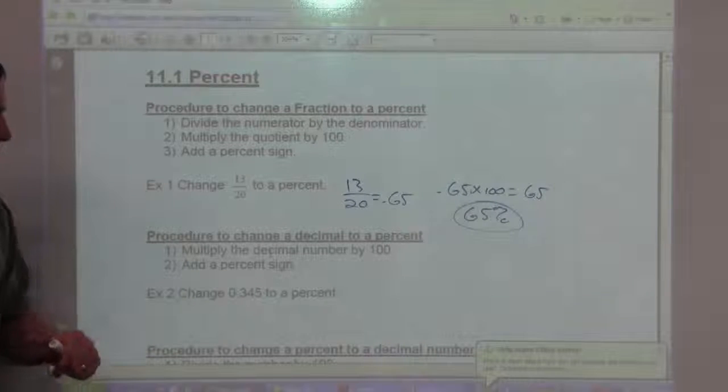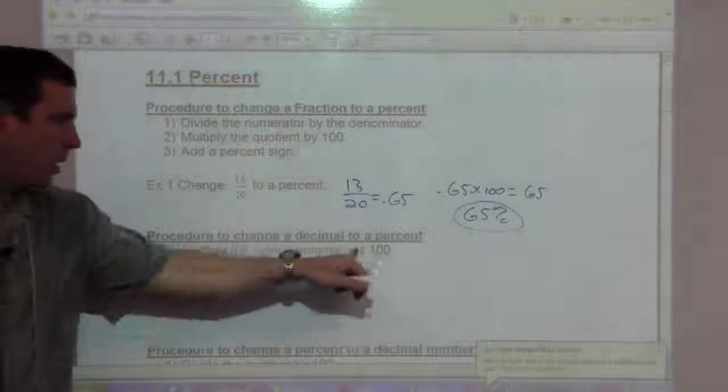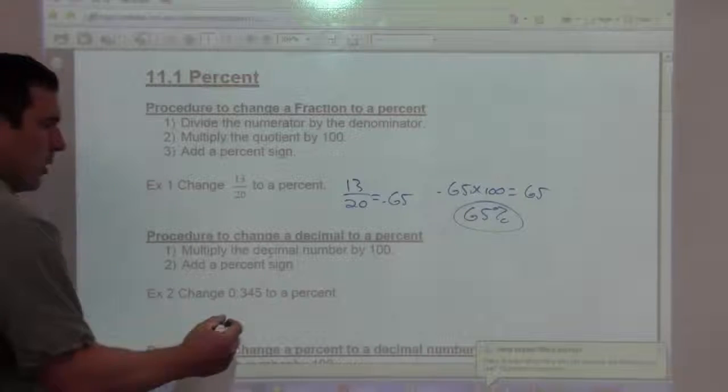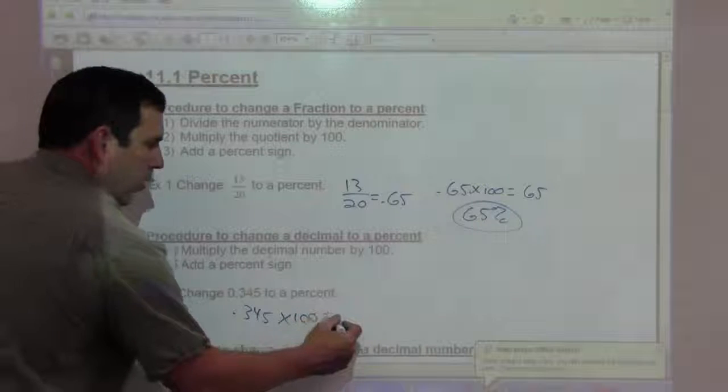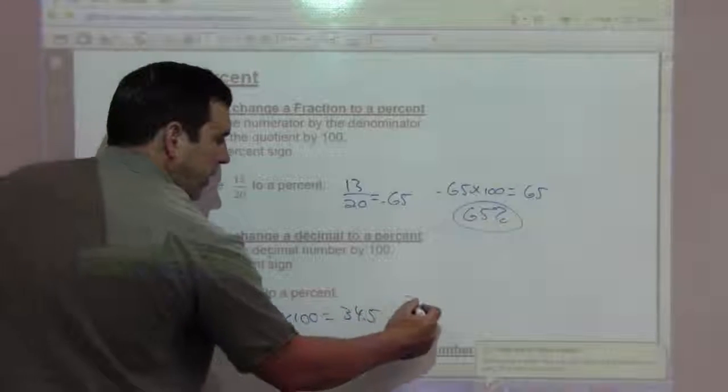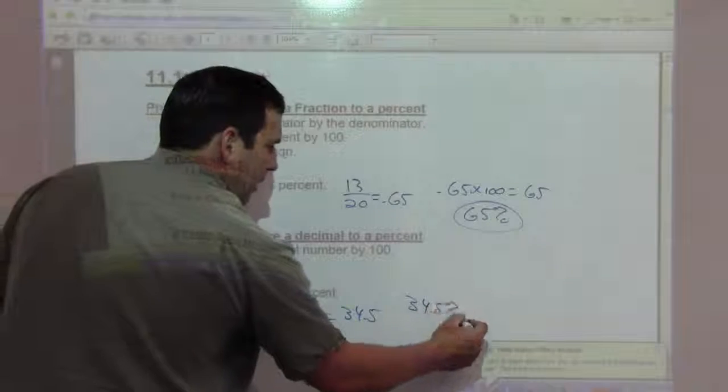Procedure to change a decimal to a percent. Multiply the decimal by 100 and add the percent sign. So 0.345, to change to a percent, we multiply it by 100. We get 34.5, so that's 34.5%.